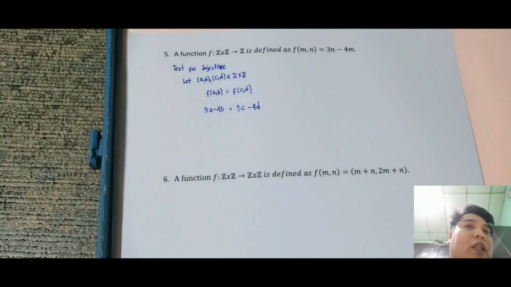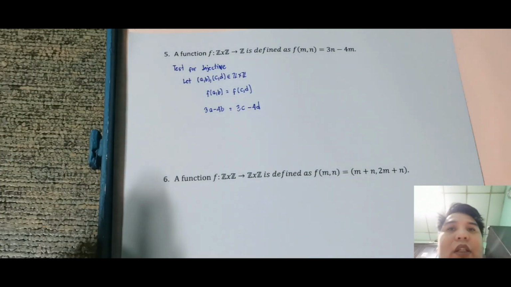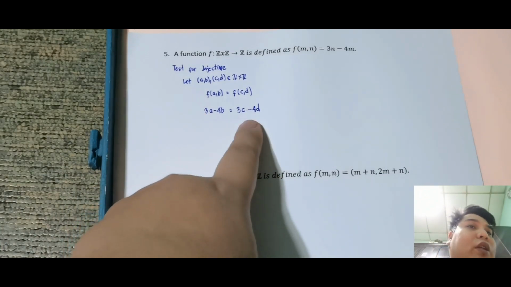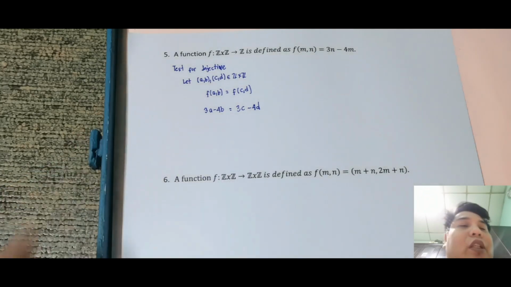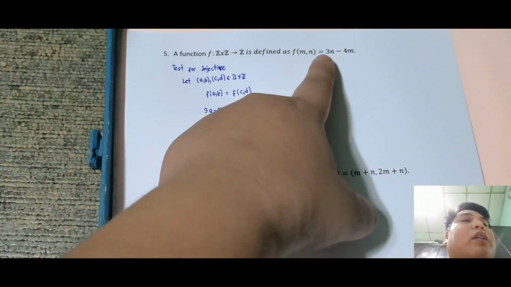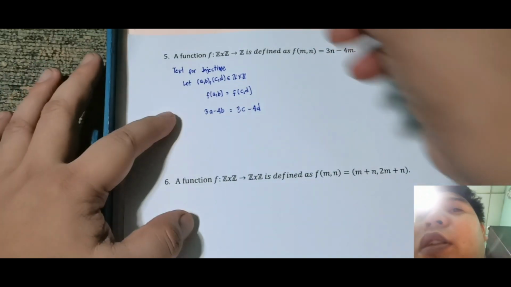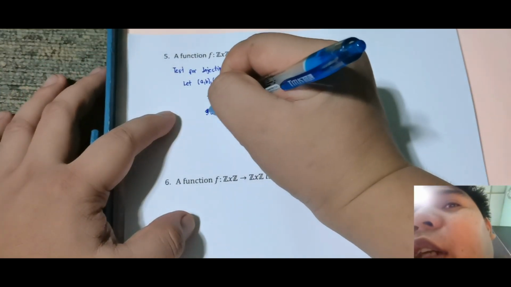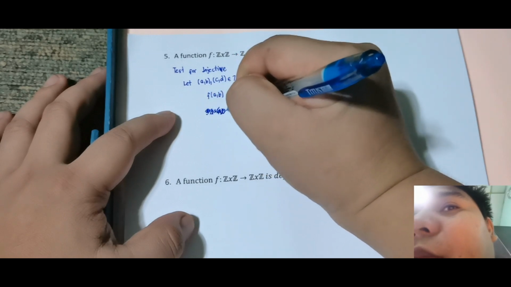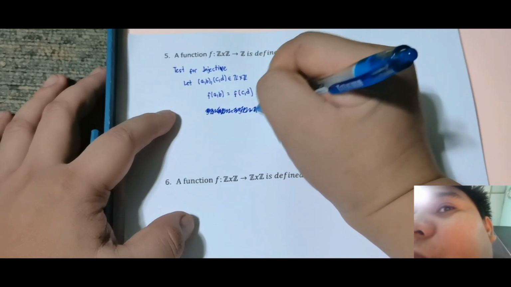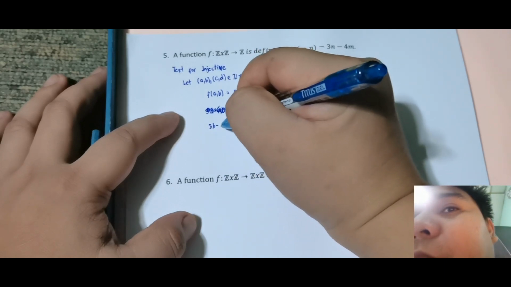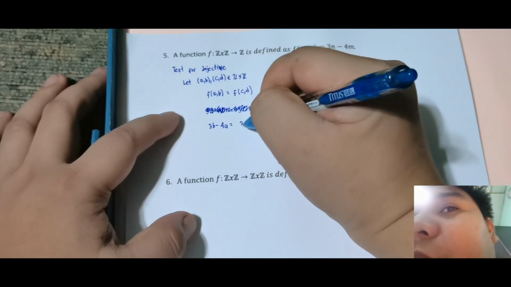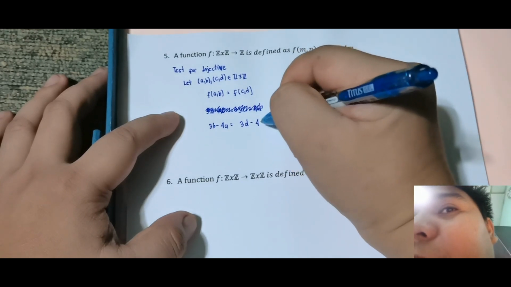Para mas madali natin siya matest, ganito na lang. Hindi ko kasi pwedeng i-equate na 3a is equal to 3c tas negative 4b is equal to negative 4d since number lang talaga siya, integer lang talaga siya. Tapos parang may mali din ako sa pag-describe kasi f of m comma n is 3n minus 4m. So this should be 3b minus 4a and this is 3d minus 4c.